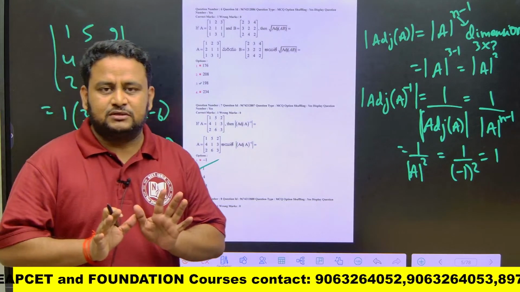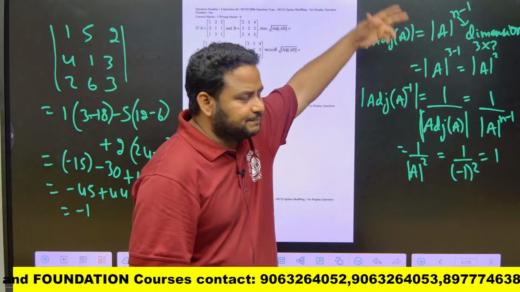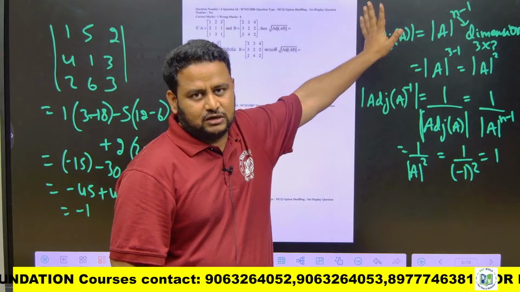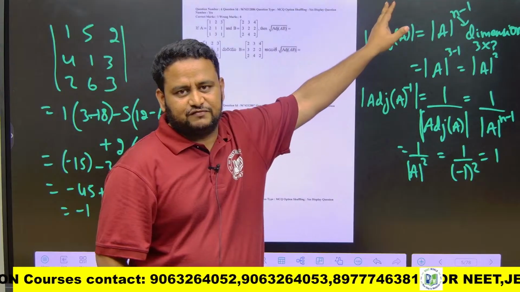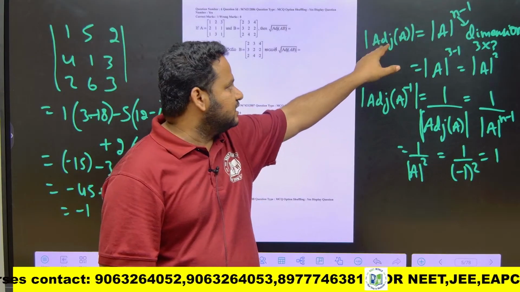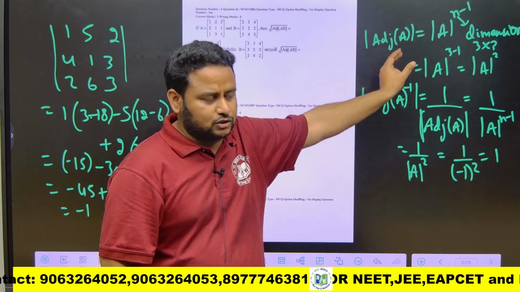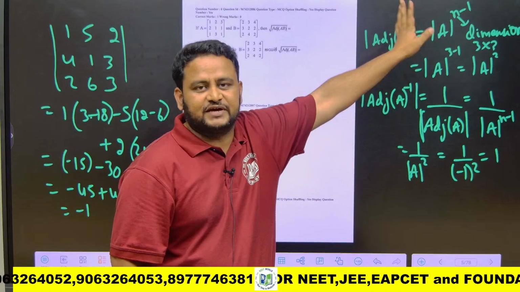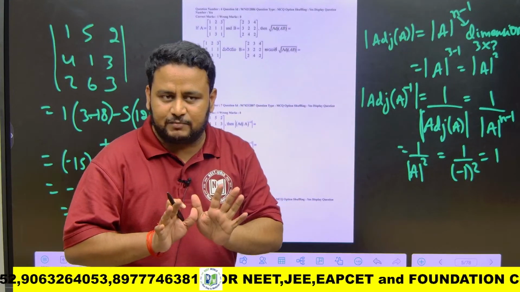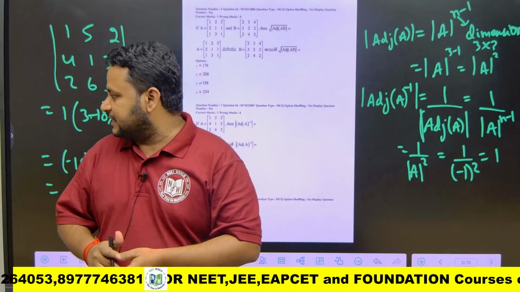Very simple question. This property we also learnt in one of the previous questions where we solved the square root of adjoint of A. There we learned that determinant of adjoint of A is equal to determinant of A to the power of n minus 1. N is nothing but the dimension of the matrix. Please keep this in mind. I hope it is clear.